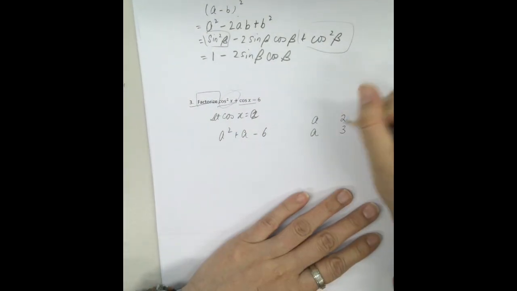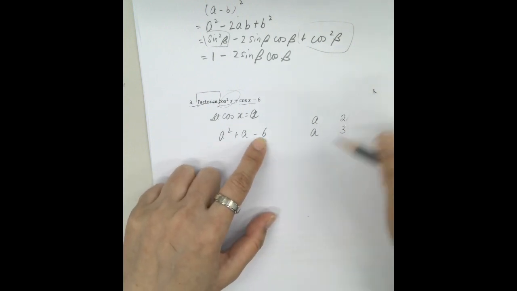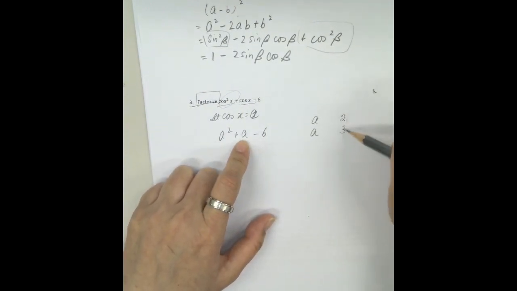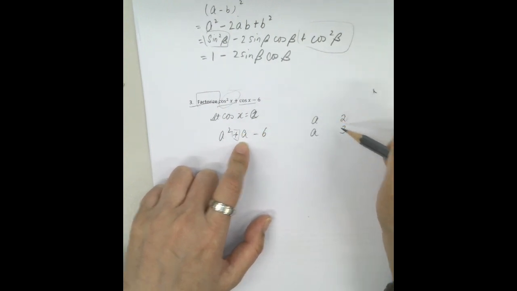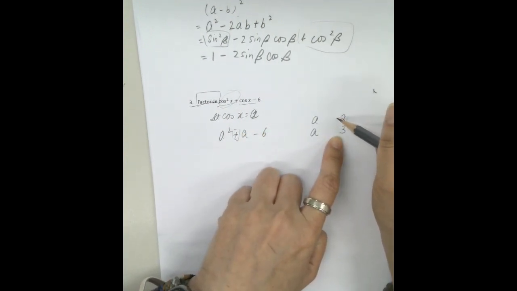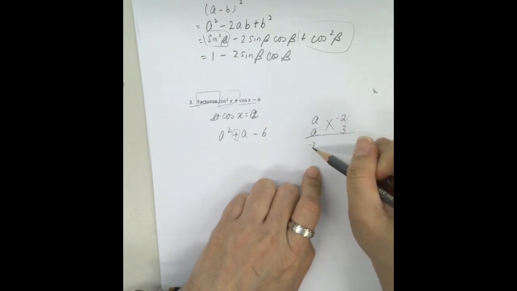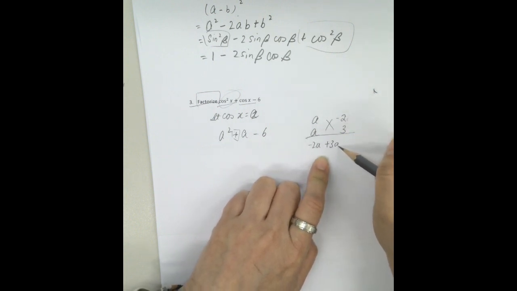2 times 3 equals 6, and it's a negative. So one of them has to be negative. Then we think of the middle one. It's a positive one, which means the positive one has to be the larger number. So we double check that. All right, which is a match.